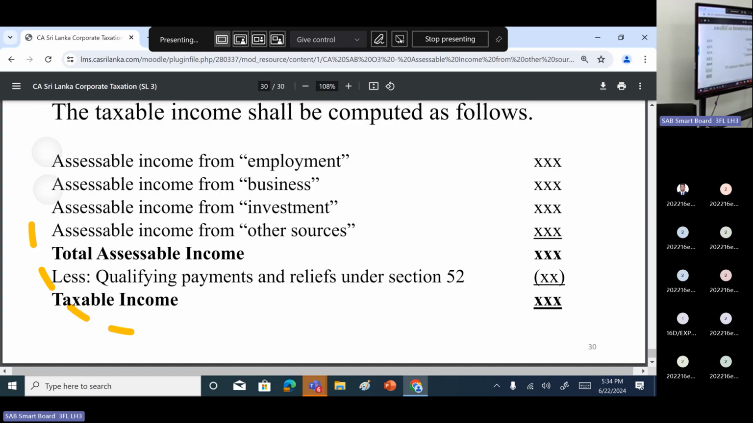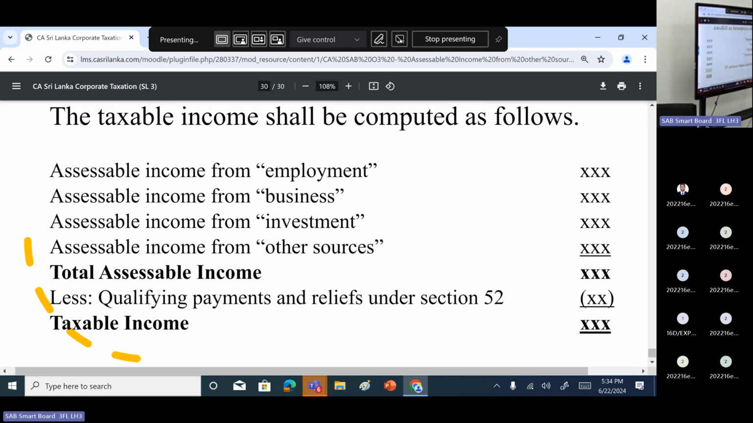So then you know that, right? From the total assessable income we can deduct qualifying payments and relief, then we get the taxable income. Then apply the tax rate and work out the tax liability. Right? Any question?